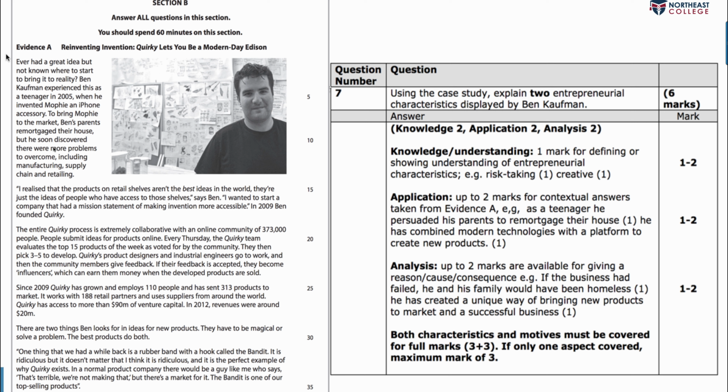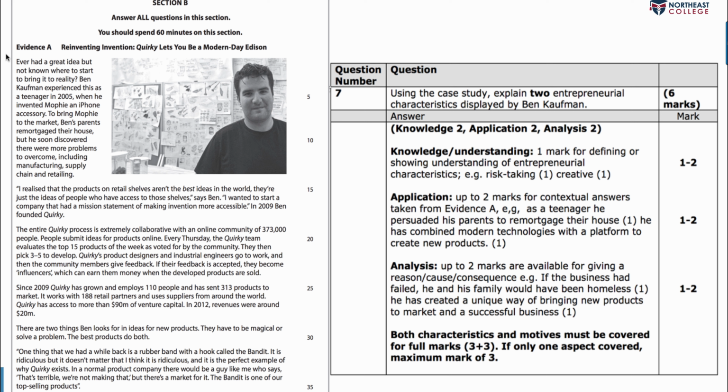All right. So remortgaged their home, but he soon discovered there were more problems to overcome, including manufacturing, supply chain, and retail. Okay, remortgage, that's the risk. More problems to overcome. I wonder what you would think about it. There are so many characteristics you can actually extract from this. I will talk about risk, which is the first one. Then the second one, I probably want to talk about resilience. Let's quickly look at the next one.